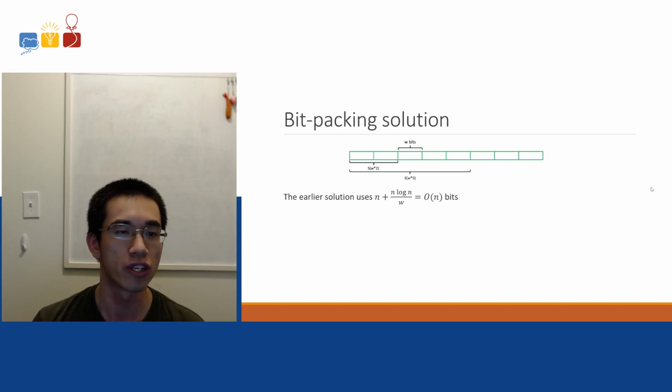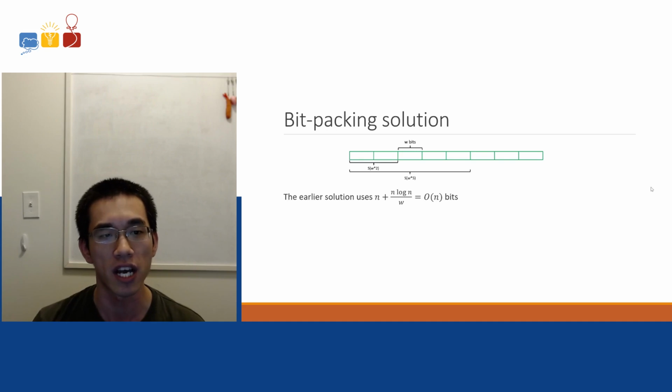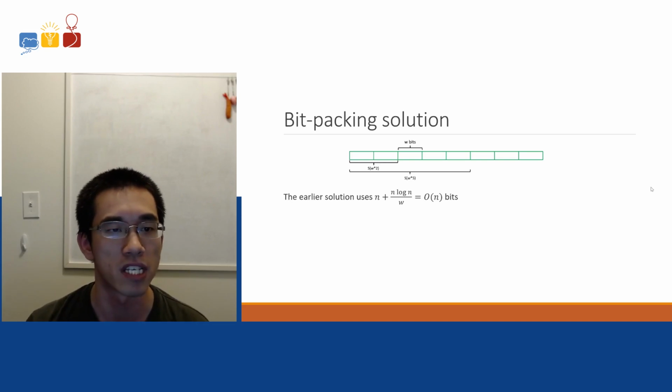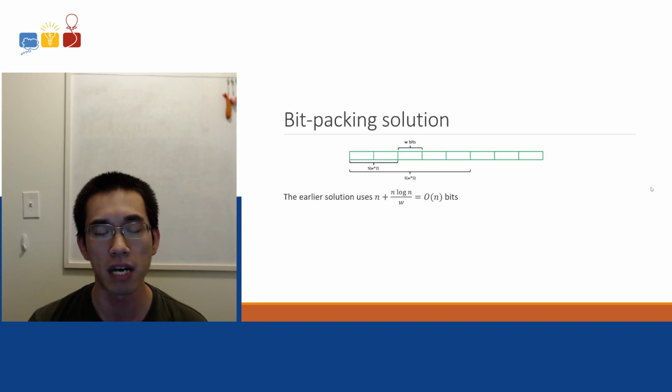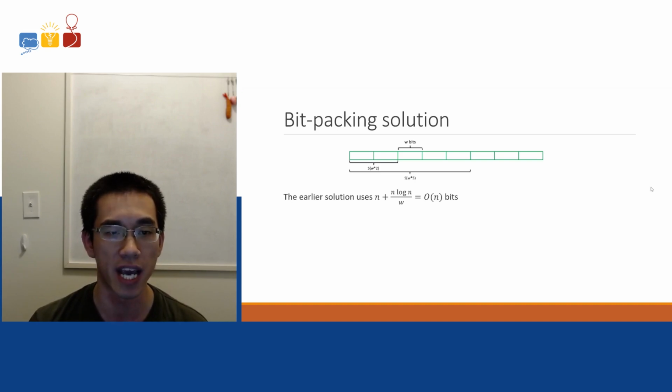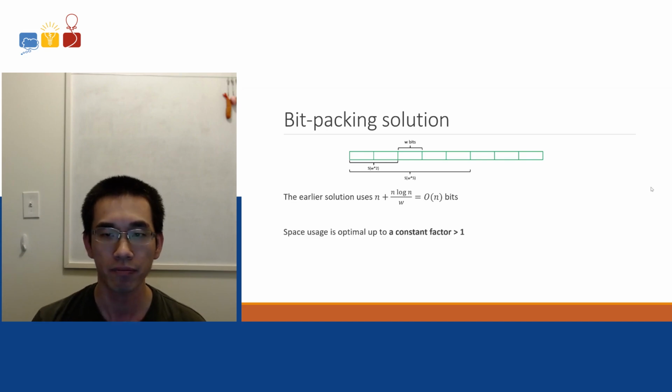So the earlier solution actually first stores the original input in variables, which takes n bits still, but now it only stores n over W prefix sums for each block, because each block now has W bits. So the total space becomes n plus n log n divided by W. Since W is on the order of log n, the total space usage is linear in n, of n bits. And it is optimal up to a constant factor which is greater than 1.